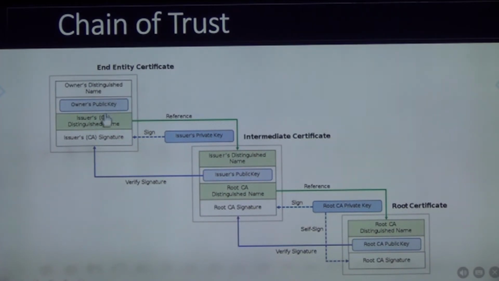The end entity certificate, this is the intermediate certificate, which is signed with the issuer's private key. The issuer signature is what it was signed with, and then the browser verifies it with the issuer public key which is embedded in the browser. Okay, with that it can test whether this is a valid certificate or not.